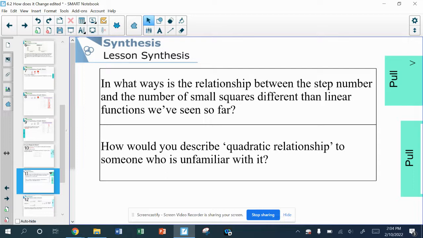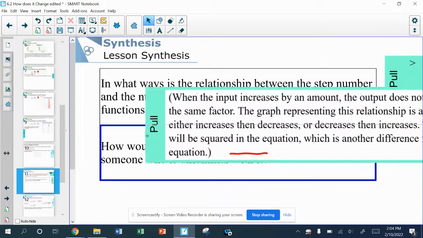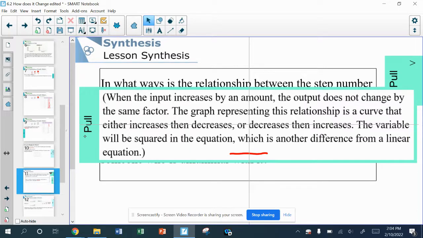The second question says, how would you describe a quadratic relationship? Now, see how it's in quotes because we haven't really used that word yet. A quadratic relationship means when something is being squared. I know that a lot of people see the word quadratic and they want to talk about 4 of something. But quadratic in math is really just talking about when something has a squared relationship. So if we want to talk about that with someone that doesn't know anything about this, it's when we are not changing by the same amount, like a linear constant rate of change, and we're not multiplying by the same factor.